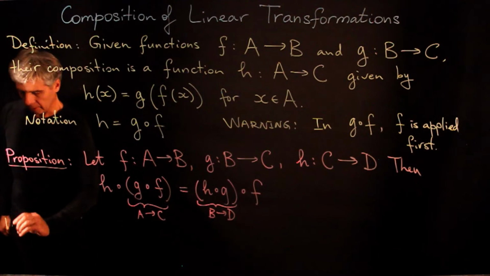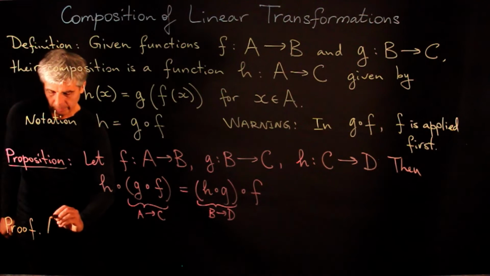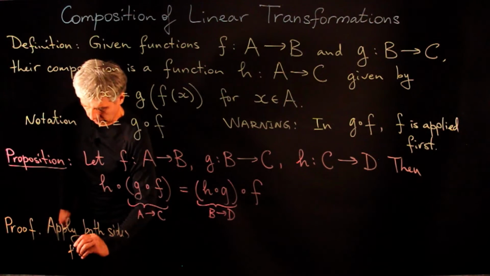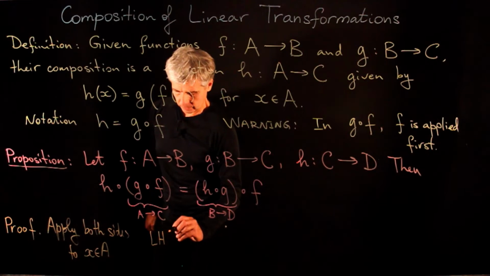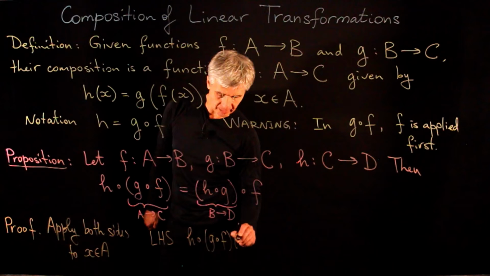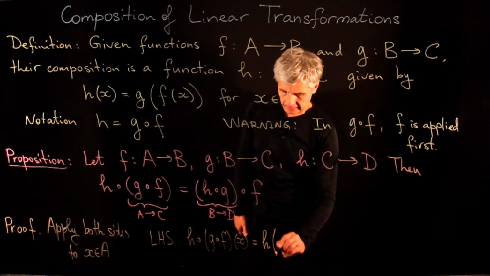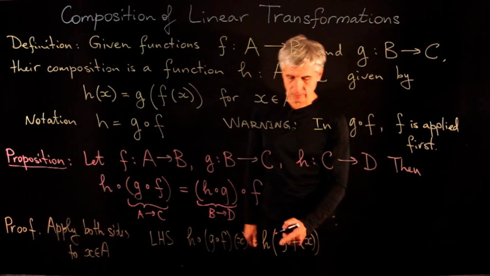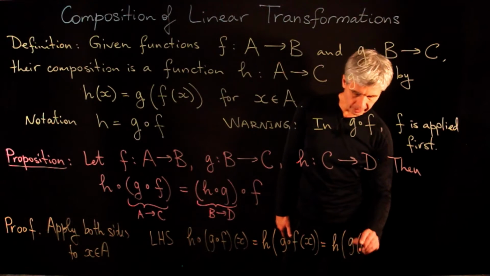Now the proof of this proposition is elementary. We just apply both the left-hand side and the right-hand side to the same element. So apply both sides to an element x in the set A, and verify that the results are the same. Now, for the left-hand side, what do we have? Here we have h composed with g composed with f applied to x. By definition of this composition, this will be h applied to the composition of g with f applied to x. And applying the definition of a composition again, but now with g composed with f, this is h applied to g of f of x.